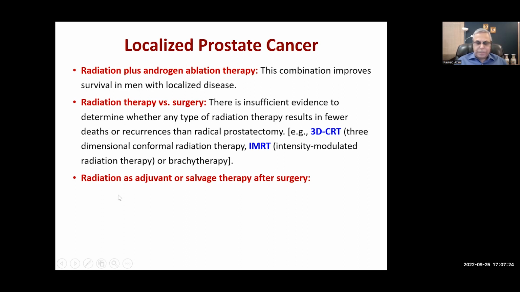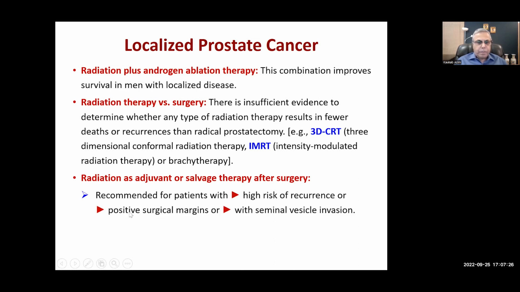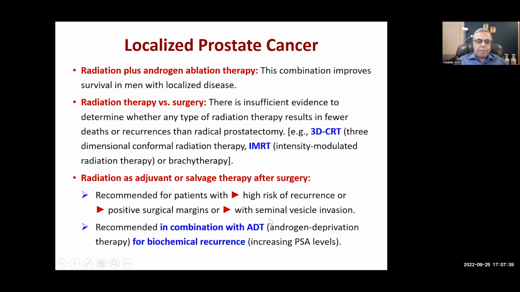So you can use radiation for that. And radiation is recommended for patients with high risk of recurrence or positive surgical margins after prostatectomy with seminal vesicle invasion, okay? Recommended in combination with androgen deprivation therapy for biochemical recurrence, okay? This is salvage therapy. So these are the indications for radiation therapy.